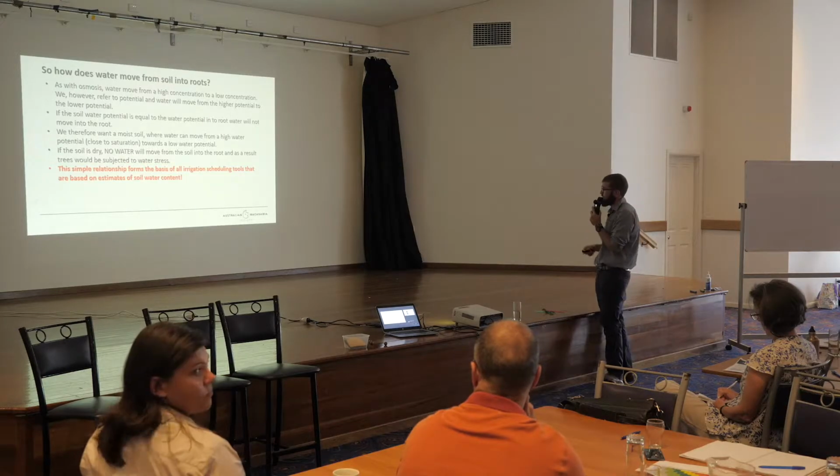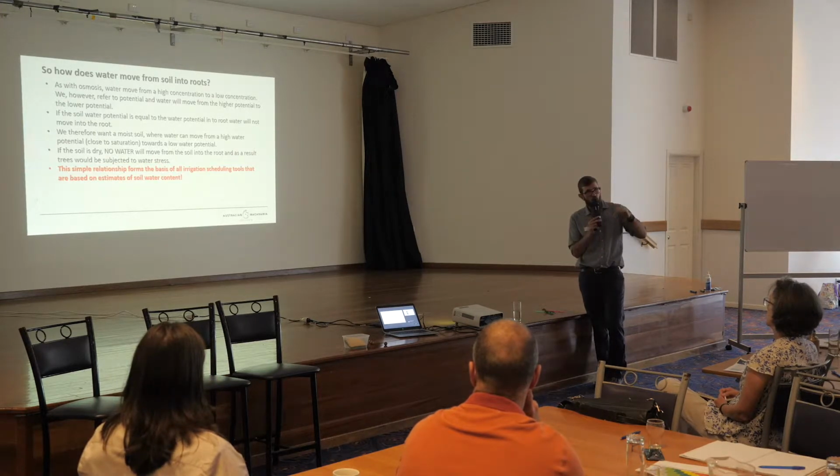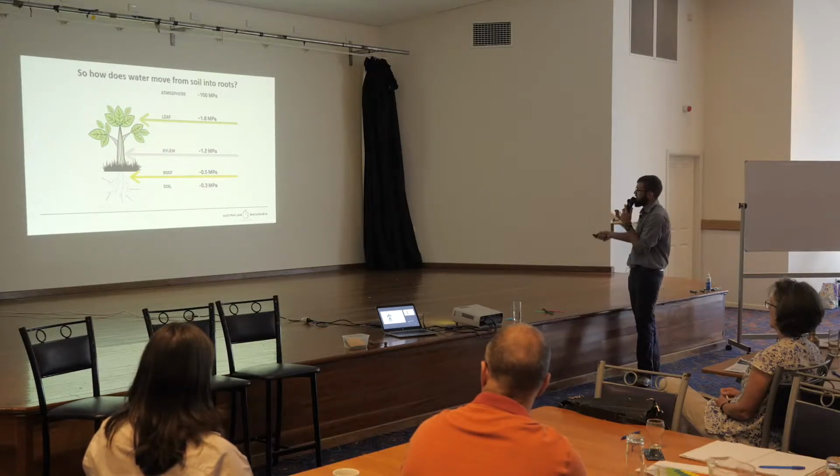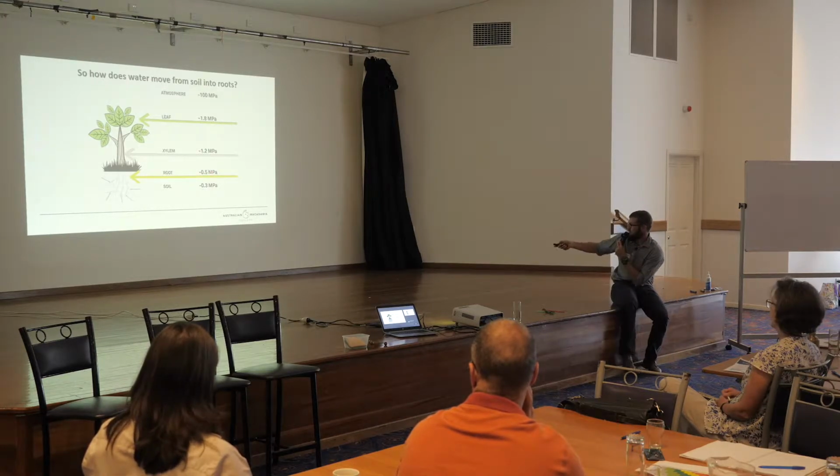We can read through all of this, but it doesn't matter. The key thing is all irrigation scheduling tools, every single tool that focuses on soil water content, so measures soil moisture, is based on this principle, that water will not move from a dry soil to a dry root. It has to move from wet soil to a dry root. Okay, everybody's comfortable with this. So basically, don't worry about the numbers on the side there. I'm going to sit down again. But basically, the soil is wetter.